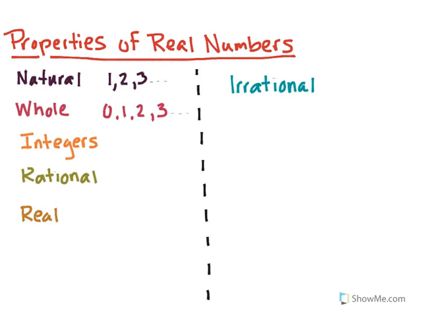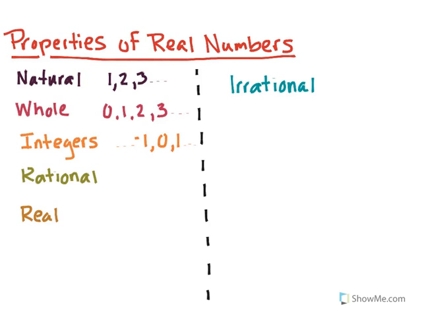Okay, so now we have integers, and integers include whole numbers, natural numbers, as well as the negative parts of them. So an example would be -1, -4, 10, 0. All of those values are integers because they're whole and natural numbers, but they also include the negative parts of them.